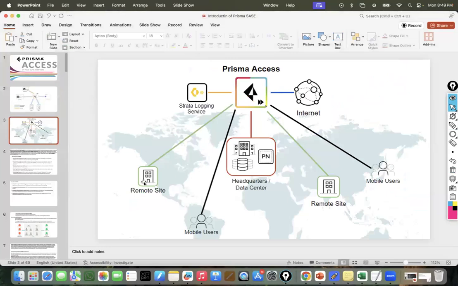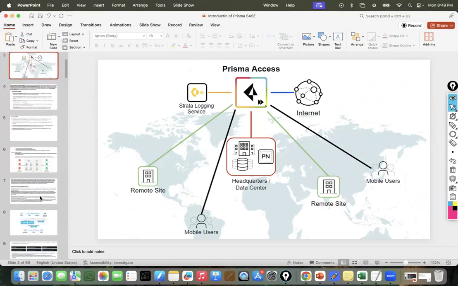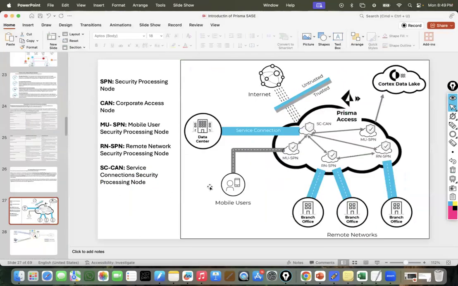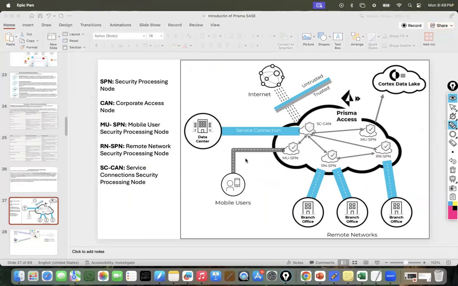Now, if you talk about the same thing here, remote branch and everything is going to be connected with this Prisma Access, this is a data center or might be multiple nodes. So let me go to slide 27 again. So here you can see, we have multiple nodes, right? So how many? Might be my user is working from home. So this is one type of user. I'm working from the branch office. I'm working from the internet, untrusted. I'm working from the data center. I'm working from Cortex, some data I'm just using for monitoring. So we have different connections coming from different sources.